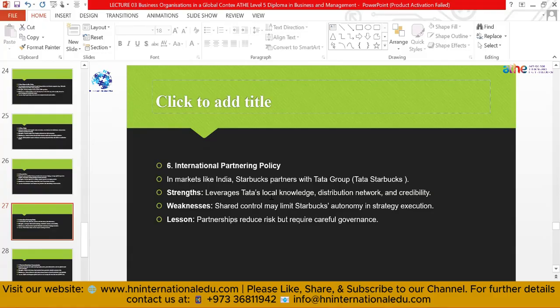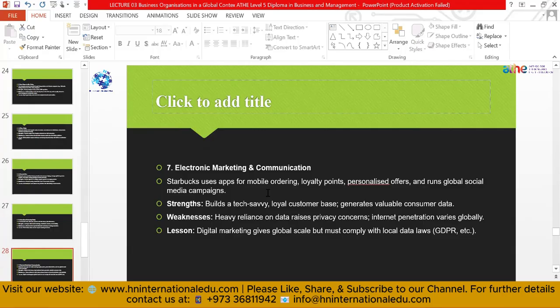You have seen that in every part of India, we have Starbucks and people use it commonly. It's not expensive there. It's really common, a common brand. Then electronic marketing and communication. Starbucks uses apps for mobile ordering, loyalty points, Star points, personalized offers, and runs global social media campaigns. The good points: it builds a tech-savvy loyal consumer base and generates valuable consumer data, and once the points are collected, you're going to get an adjustment on whatever you order.